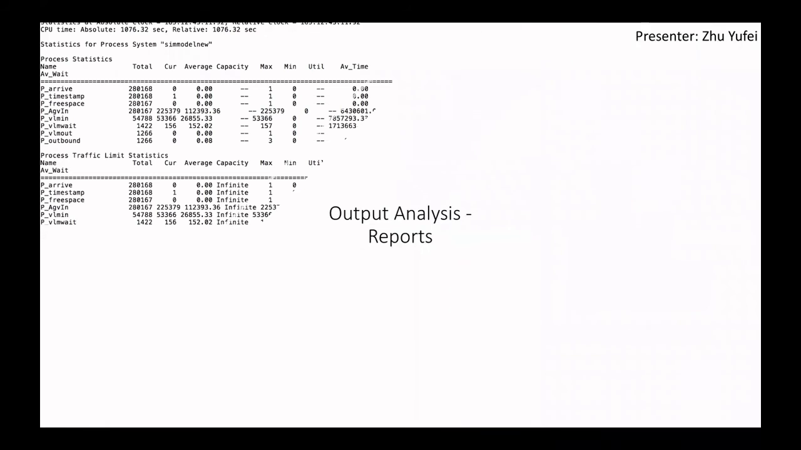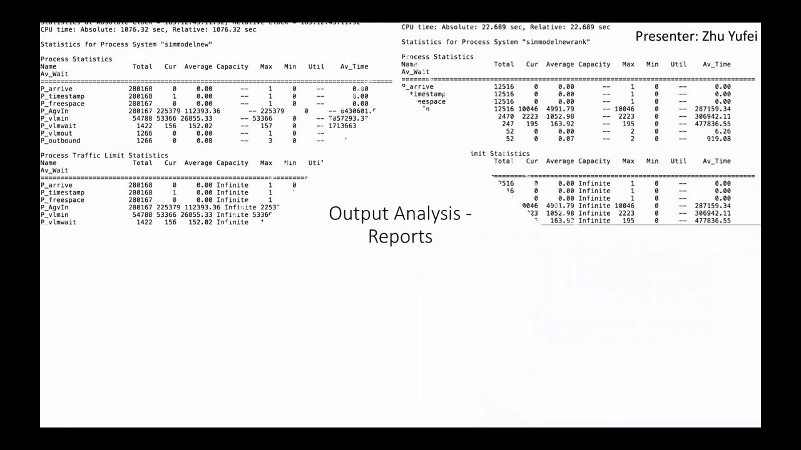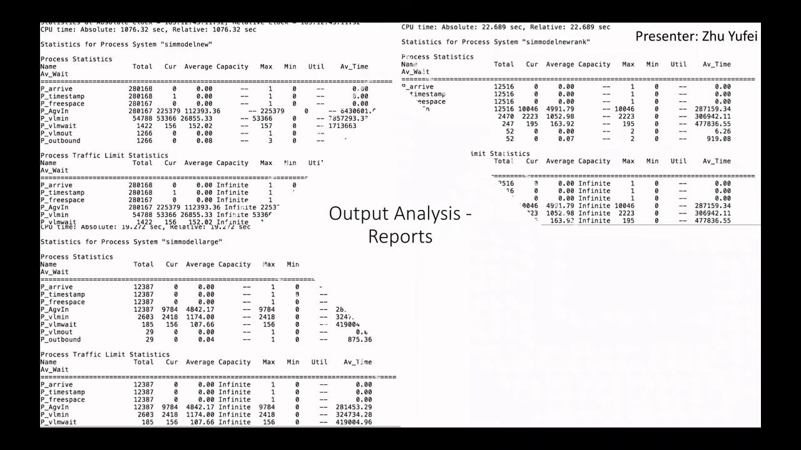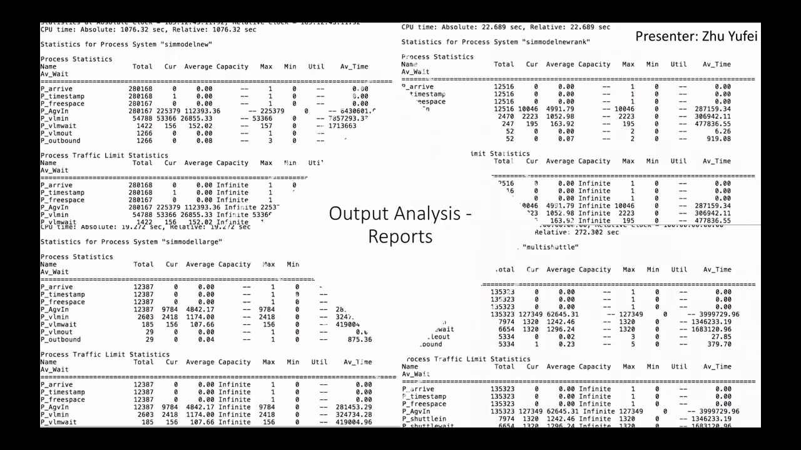Here are 4 reports generated by AutoMod from our VLM model, ranked VLM model, VLM large model, and multi-shuttle model respectively. As our project purpose is to compare the efficiency of 2 layouts, we focused more on the average process time section in the reports.